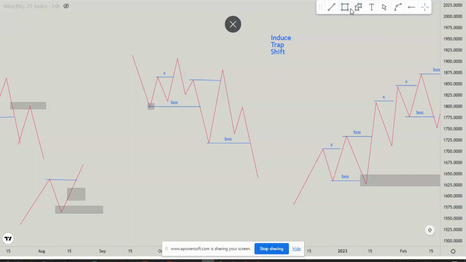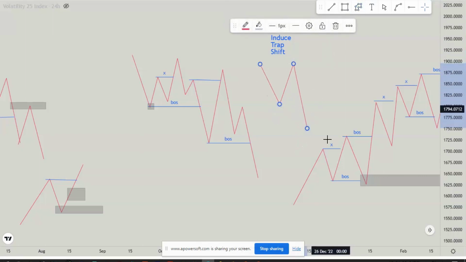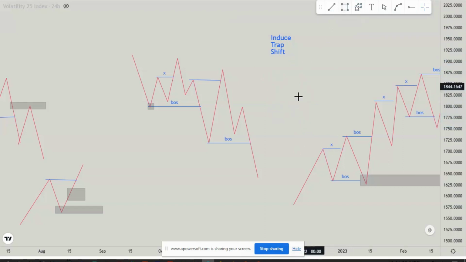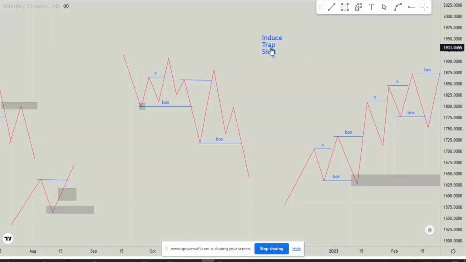Not every time we come and break below like that have we validated that area as a break of structure. No, we have to confirm. So for a valid break of structure, we are going to look for an inducement, we are going to look for a trap, and we are going to look for a shift. So the real shift is going to be breaking structure, the real shift move.